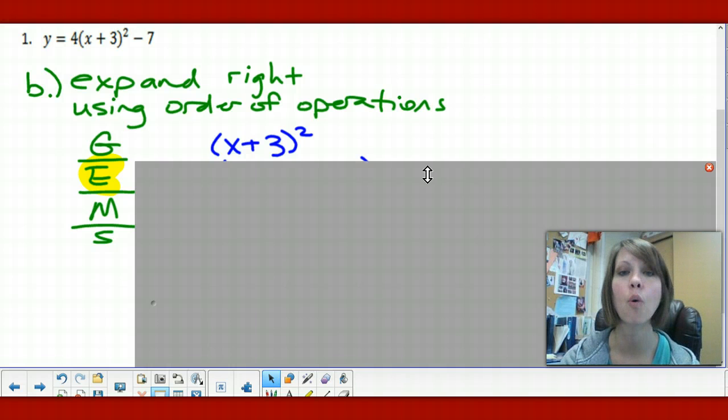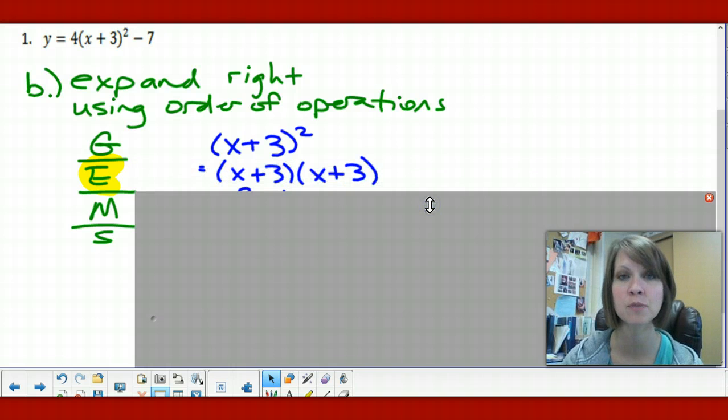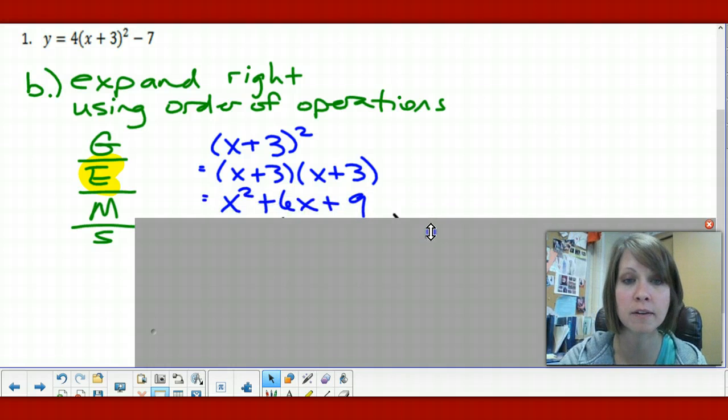Okay, so when we do x plus 3 squared, it's important that you remember that it's not just x squared plus 3 squared. Instead, it's x plus 3 times x plus 3. And to multiply this out, we will have to use, say it. If you said distribution, you were right. If you said FOIL, you were right. Either way, when you multiply that, you're going to get x squared plus 6x plus 9.